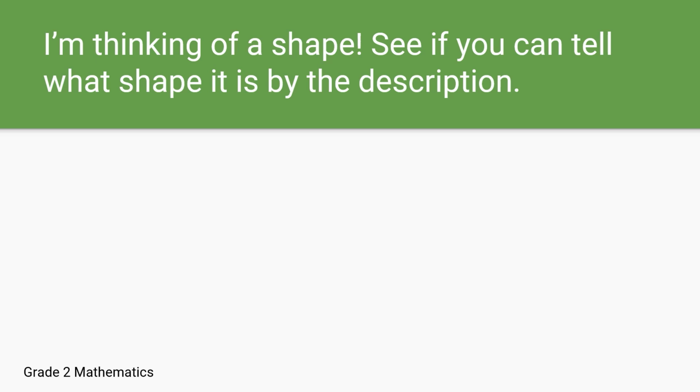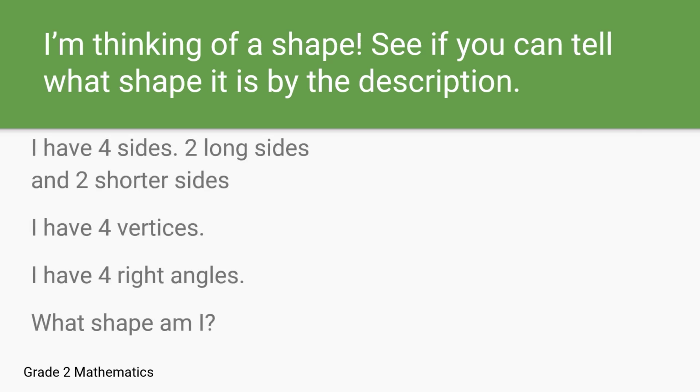I'm thinking of a shape. See if you can tell me what shape it is by the description. I have 4 sides, 2 long sides and 2 shorter sides. I have 4 vertices. I have 4 right angles. What shape am I? If you know the name of the shape, say it out loud. I am a rectangle.